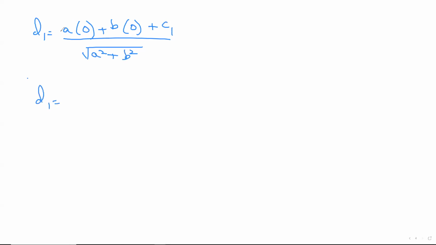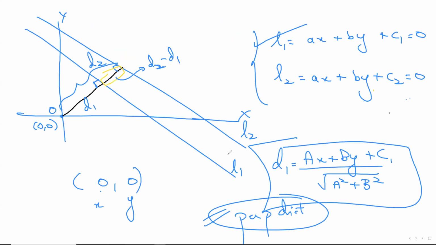I'll simplify. Don't you think my numerator becomes only C1, whole thing divided by root of a square plus b square. Similarly, using the same logic, I'll find the value for D2. What's the common objective between both the lines here? They have the same origin. They have the same starting point. The starting point is the origin, which means the value of x as well as y is 0.